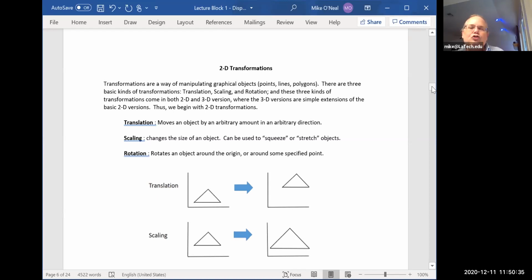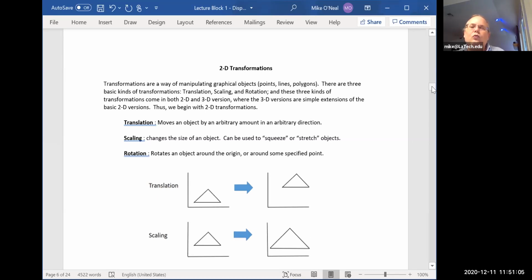There are 2 different versions of these transformations. There are 2D versions and there are 3D versions. We're going to start with the 2D versions and talk about them, go over the details, and then we will just extend them to 3D. They extend very easily to 3D. So if you understand them in 2D, it's very easy to move over to 3D.